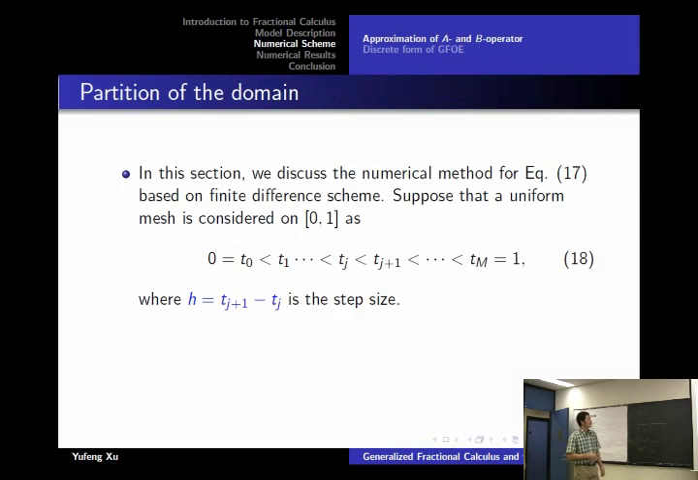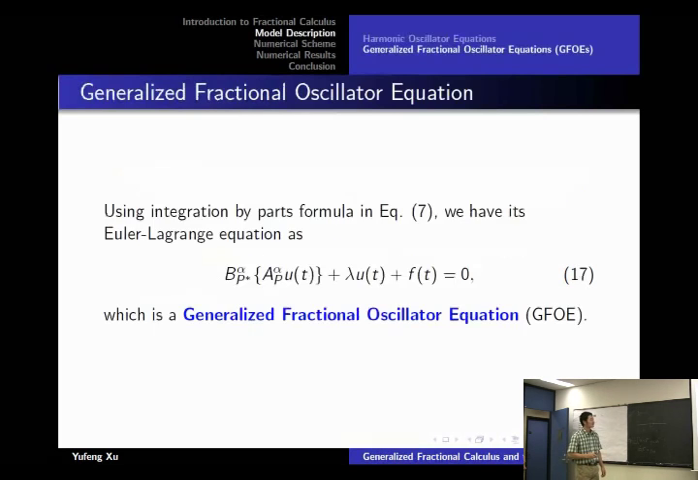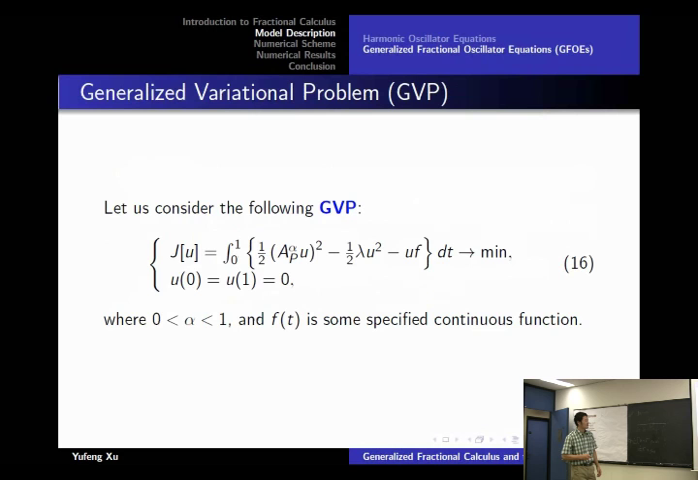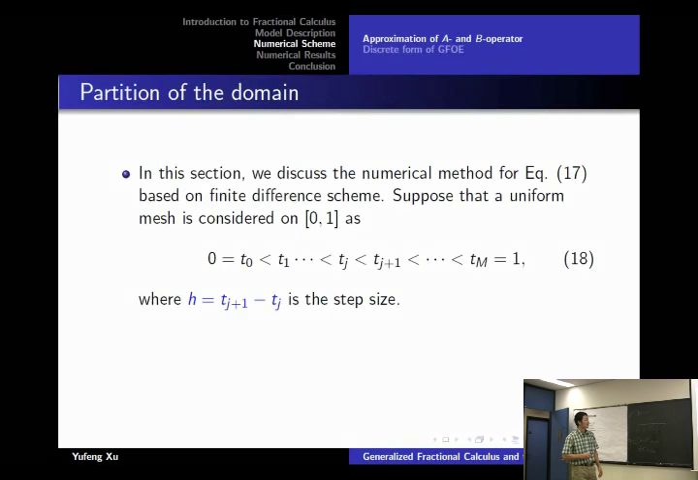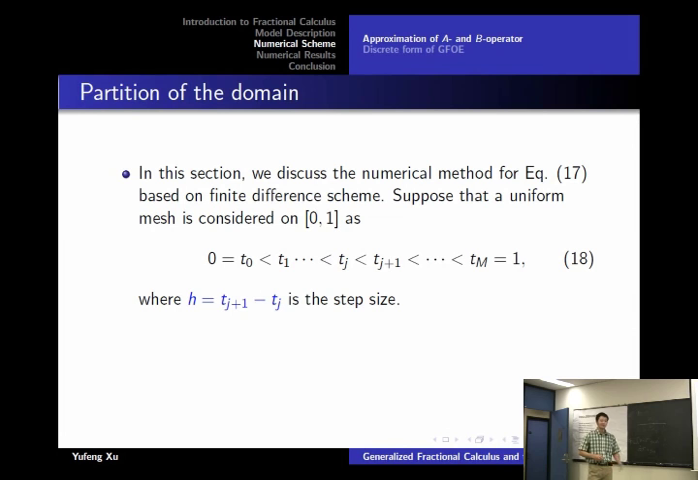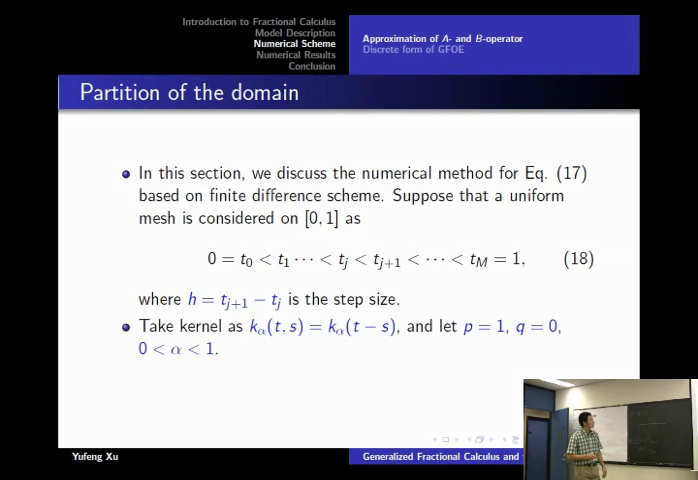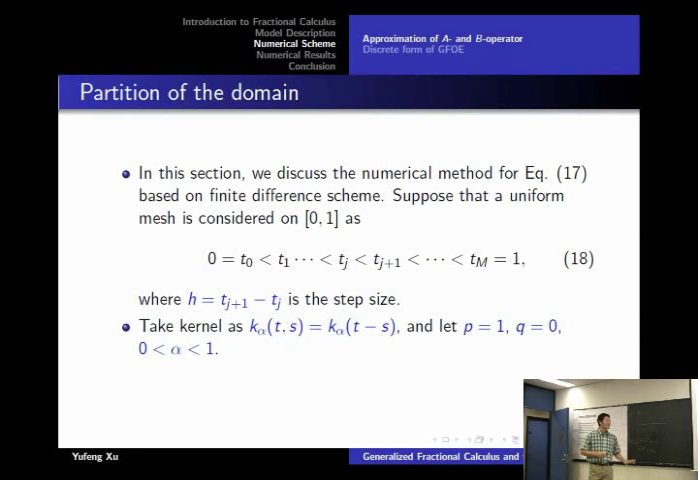So next, I discussed a numerical scheme called the finite difference scheme. First of all, the domain is from 0 to 1. I divided this domain into several parts, and this is the step size. For simplicity, I just take every step size equal to h, and also take the kernel as a difference kernel. The difference kernel is very interesting and also very important because in some of the functions, it can go back to the Riemann-Liouville case. And I let p equal to 1, q equal to 0.